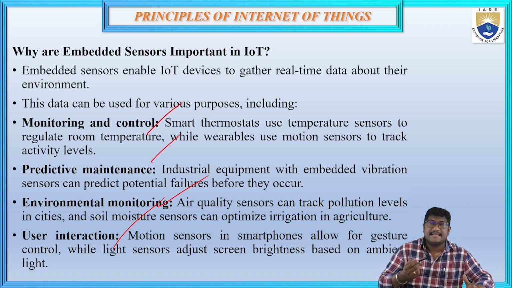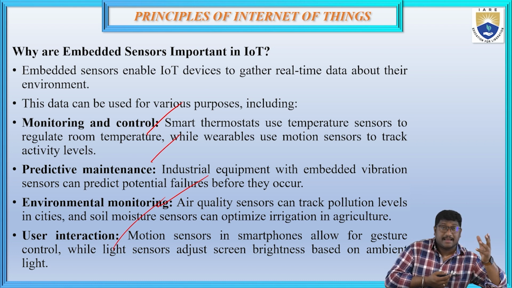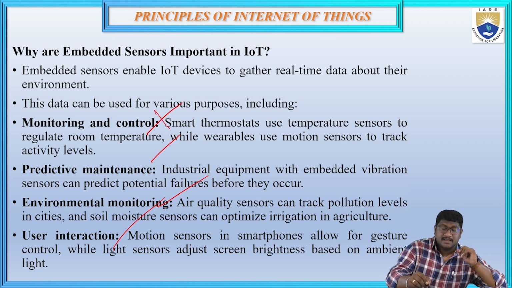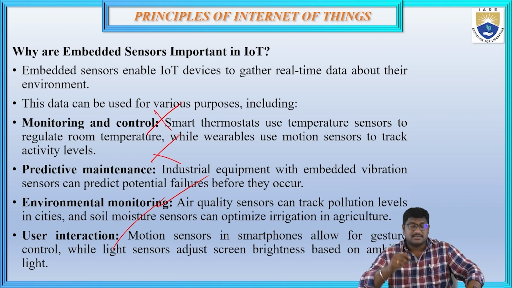First, monitoring and controlling: smart thermostats use temperature sensors to regulate the room temperature, while wearable motion sensors are used for tracking activity levels. Coming to predictive maintenance, industrial equipment uses embedded vibration sensors which predict potential failures before they occur.